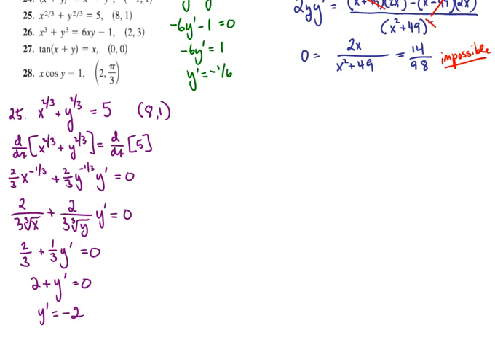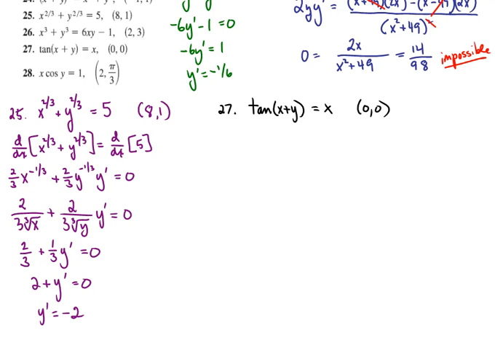So hopefully you can see how we go about finding the derivative at a point for implicitly defined functions. We take the derivative of both sides with respect to x, and then after some minor simplifying, we go ahead and plug in the values for x and y and simplify down to y prime equals something. Let's try that with number 27 then.